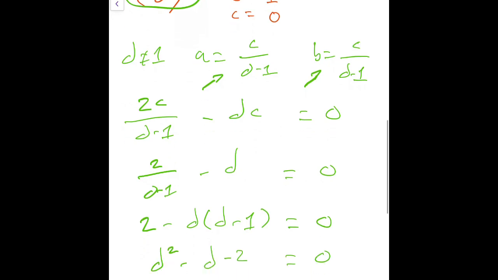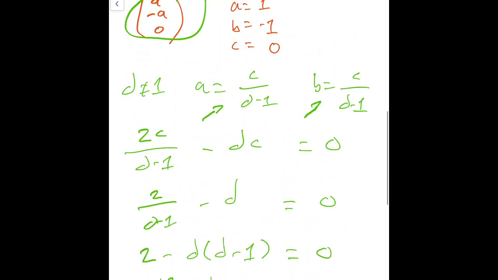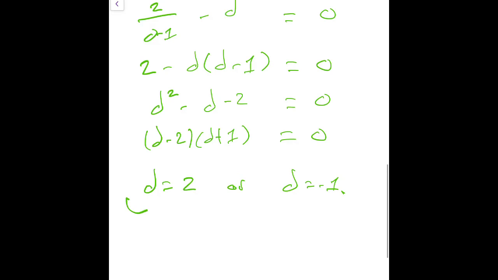On the other hand, if d is not equal to 1, there's a solution only if d is equal to 2 or minus 1. And then this formula right here tells you what that solution is for those values of d. Okay, so what this tells us is that there's only a solution if d is equal to 2, minus 1, or 1.